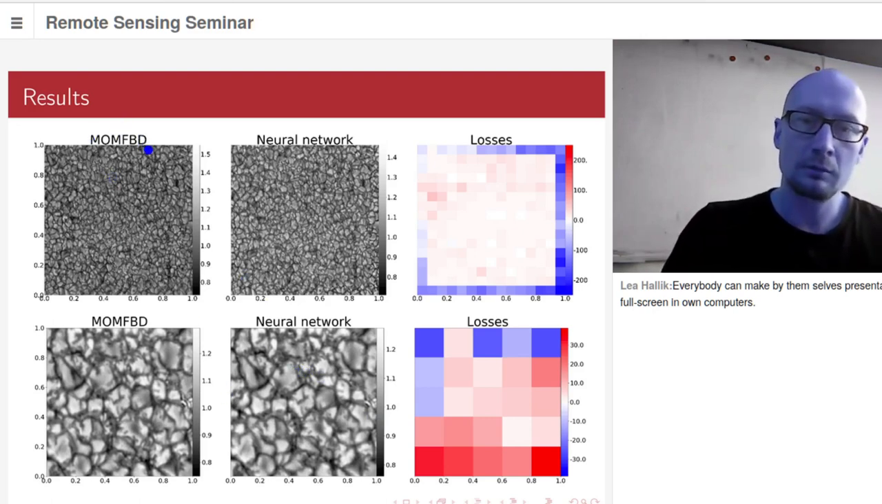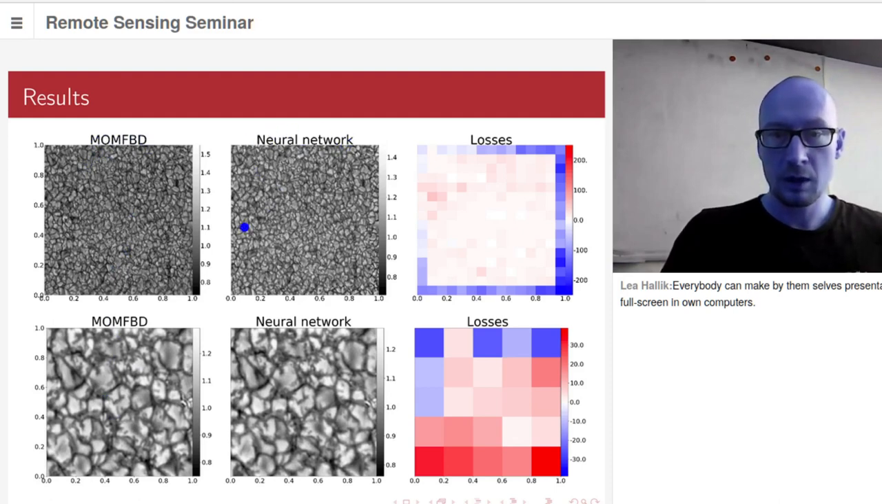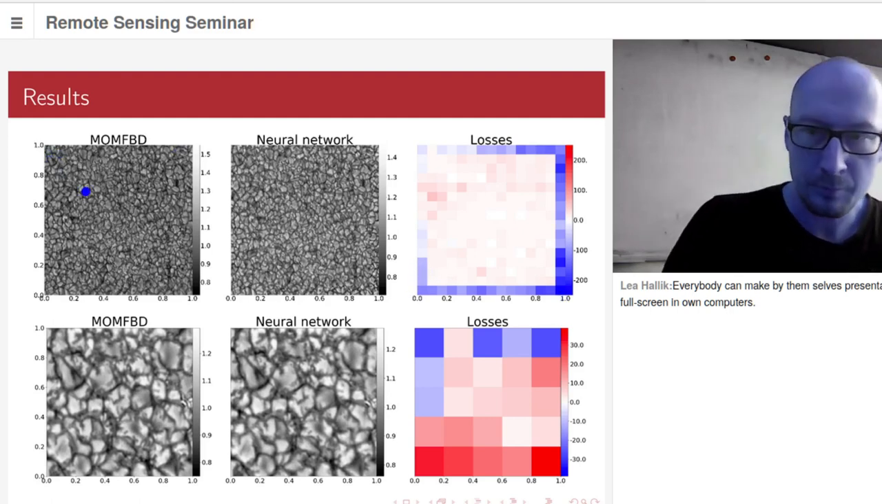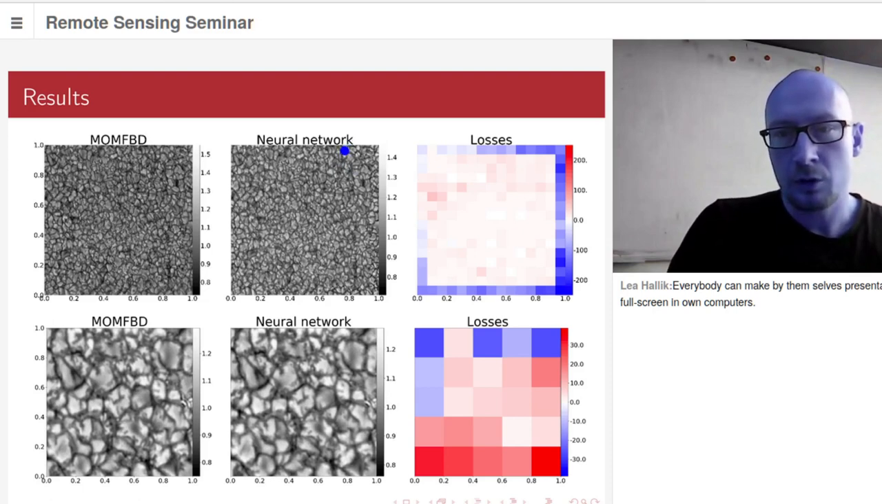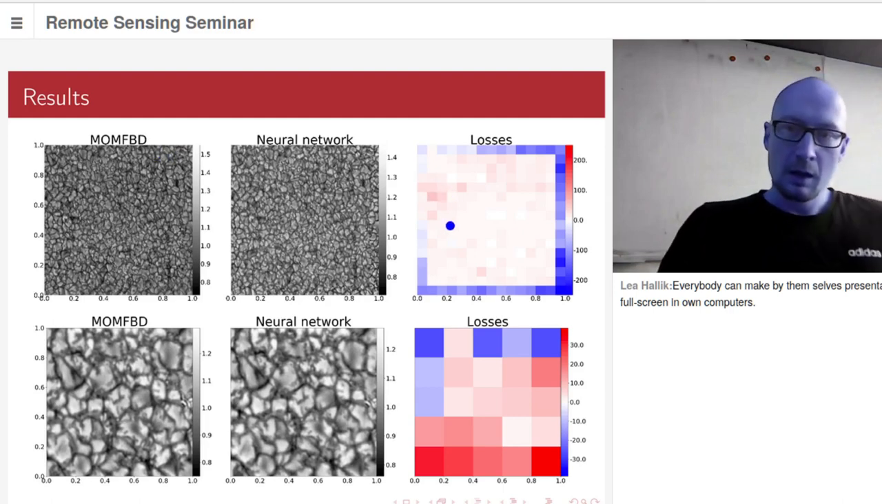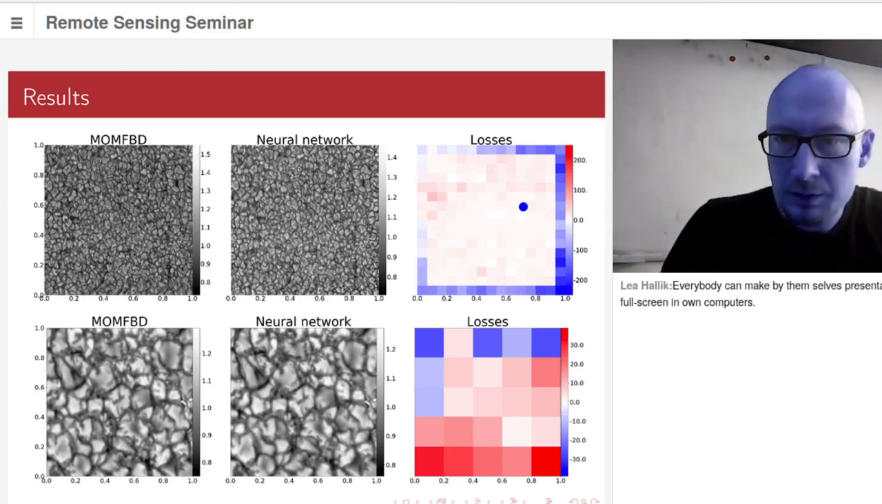On this left column, I have shown the state of the art method results. And in the middle column, the results for this trained neural network. On the right side, I will first tell you what the colors mean. The red basically means that for this particular small patch, the neural network outperformed in restoration the state of the art code, and the blue means it's vice versa. This outer edge should be disregarded because this state of the art method has its own problems there. So only the internal part is meaningful to compare.